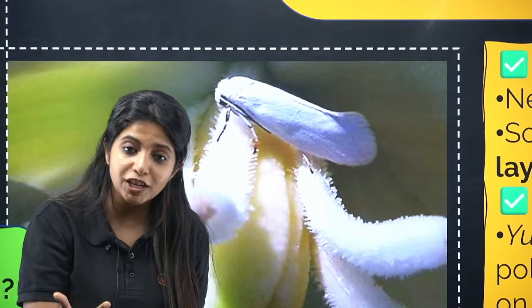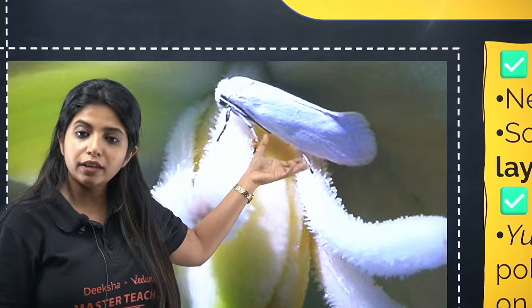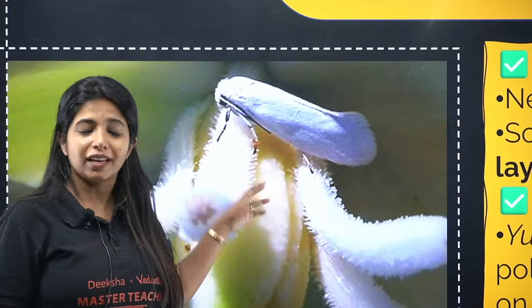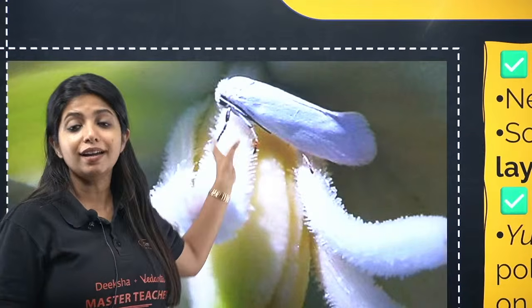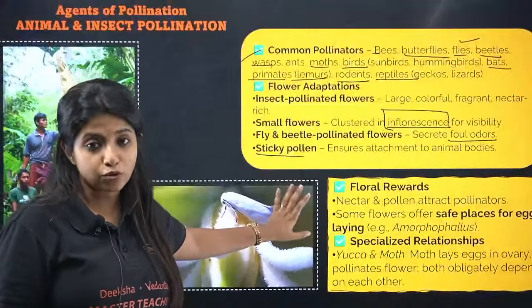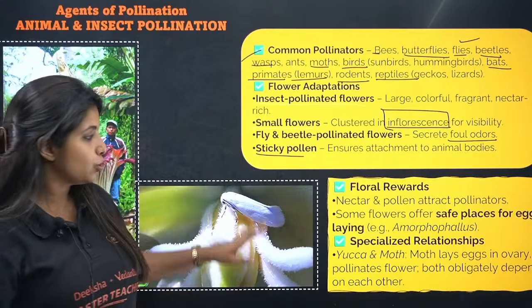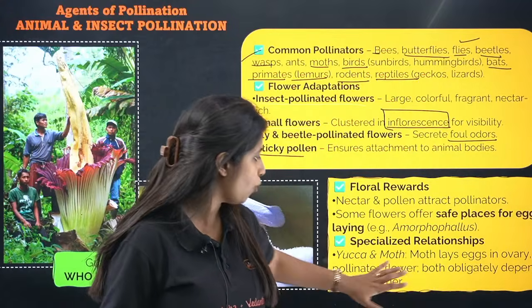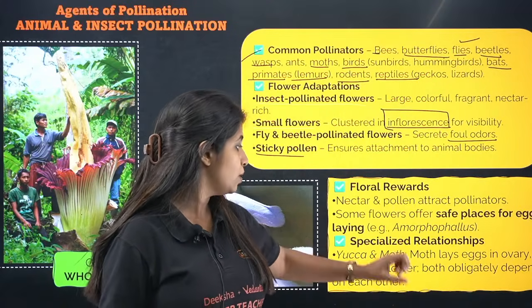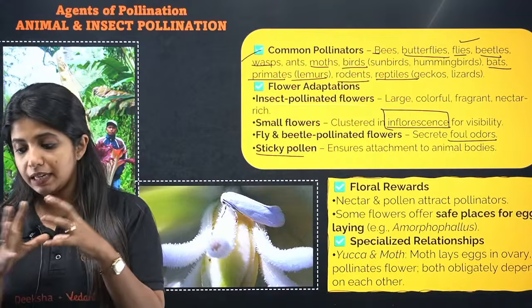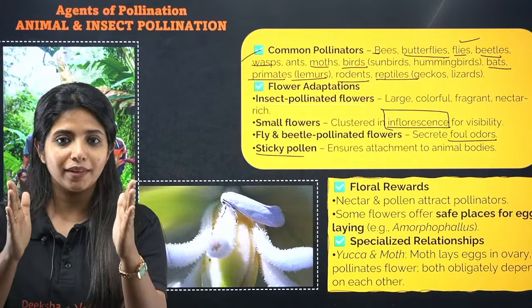So if there is any change in the yucca, there will be some changes in the moth also. So please remember that. Yucca and the moth lay eggs in the ovary and pollinate the flowers, and both of them obligately, that means permanently, depend upon each other. Remember that.